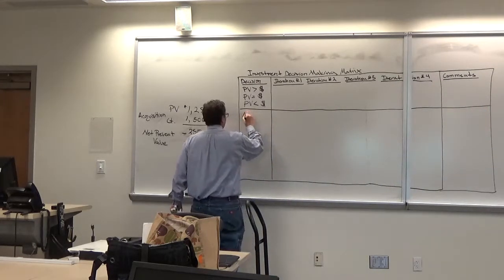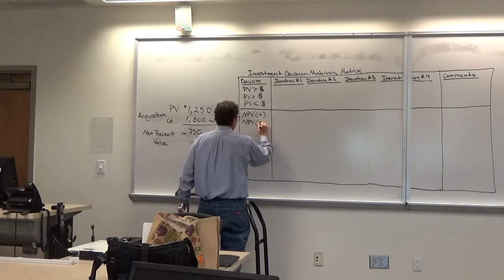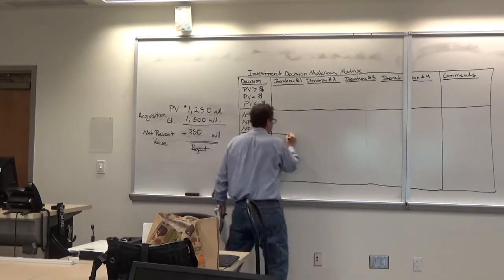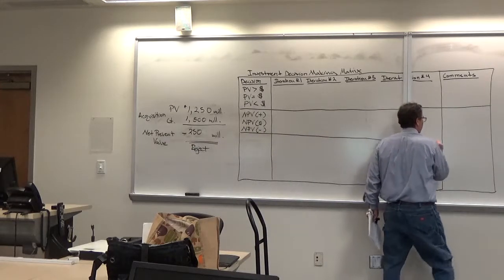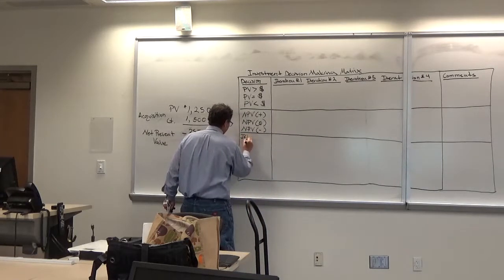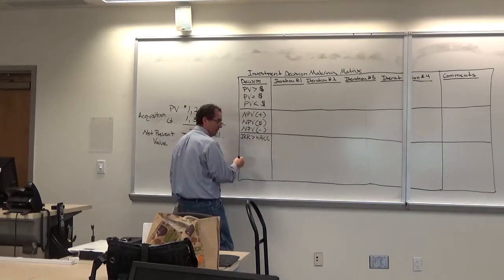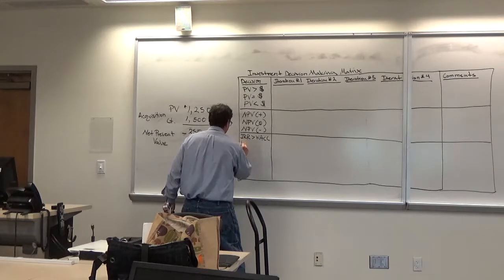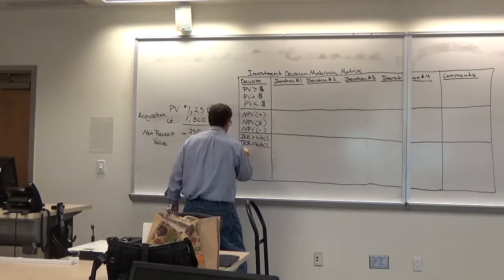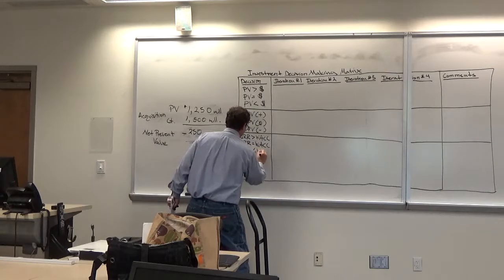We have the net present value is positive. Net present value is 0. Net present value is negative. We've got the internal rate of return is greater than the weighted average cost of capital from your pretest. Internal rate of return is equal to the weighted average cost of capital. The internal rate of return is less than the weighted average cost of capital.